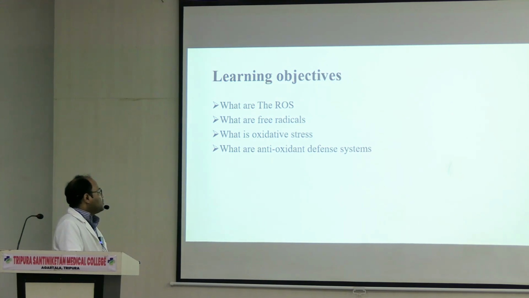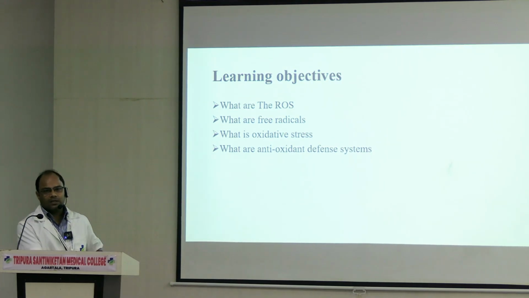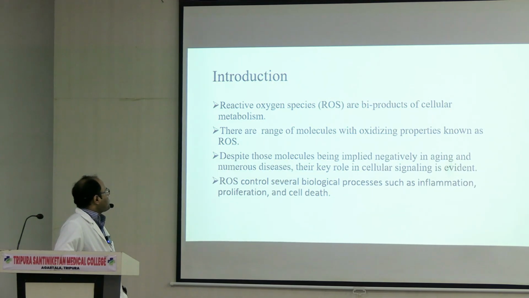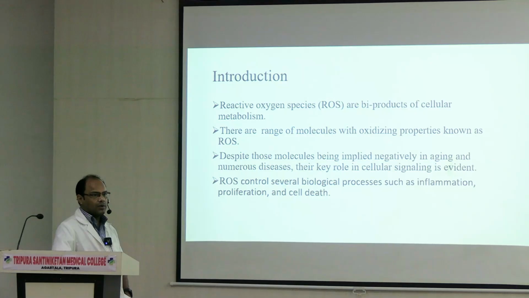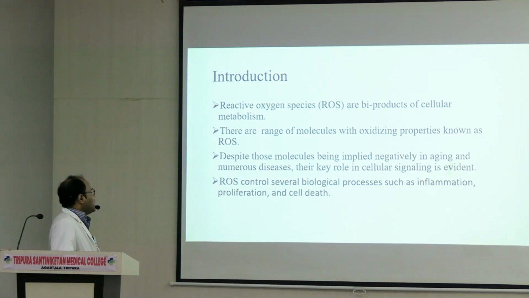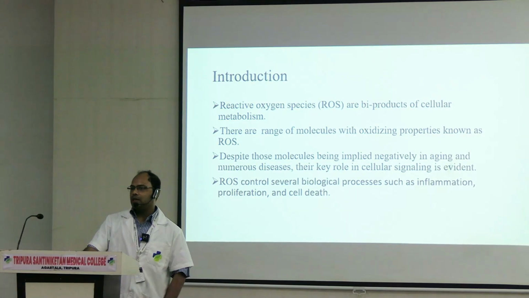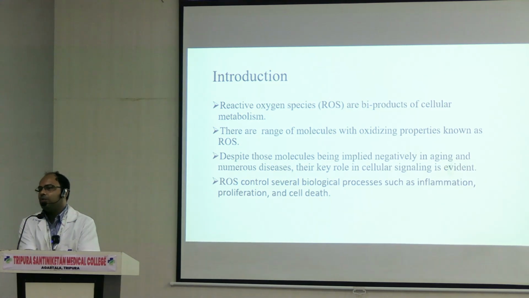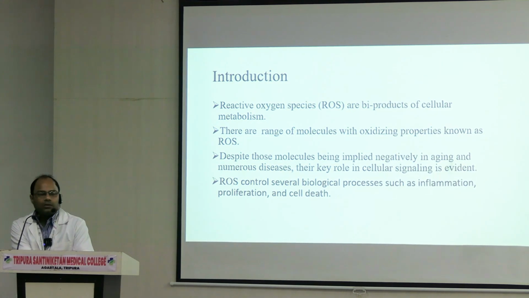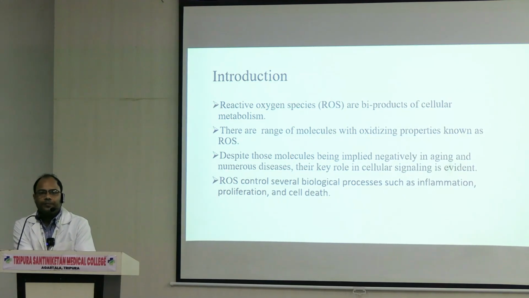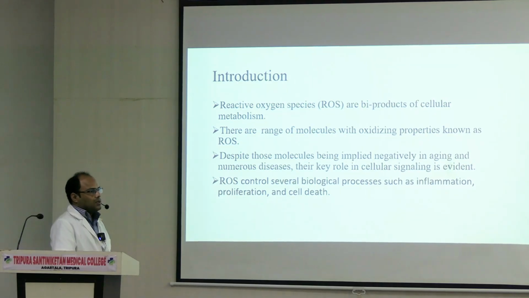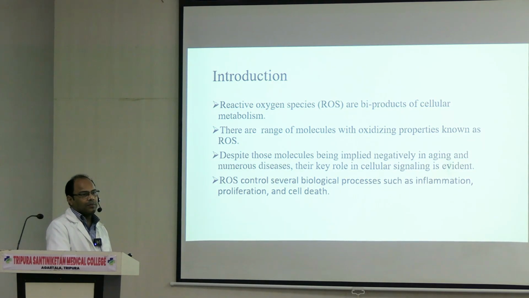In the previous class we discussed reactive oxygen species, free radicals, what is oxidative stress, and what is the antioxidant defense mechanism. Reactive oxygen species are byproducts of cellular metabolism. There are a range of molecules with oxidation properties known as reactive oxygen species. They are sometimes generated inside our body in the process of metabolism, and these molecules can react with other molecules. Some reactions are helpful, some are not helpful, even dangerous for our body.